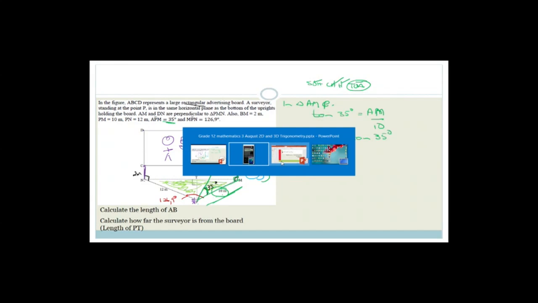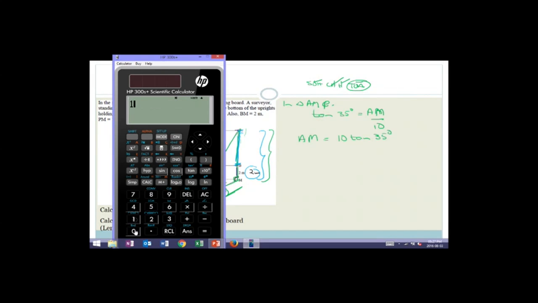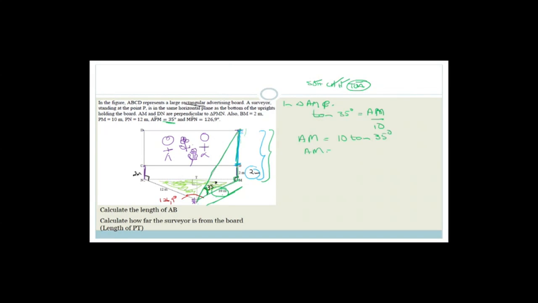So let's get our calculators out. 10 tan 35 is 7.002, so we can say AM equals 7 meters. But we know that BM is 2 meters. Therefore, AB is going to be 5 meters. Okay, yay, that was pretty easy.